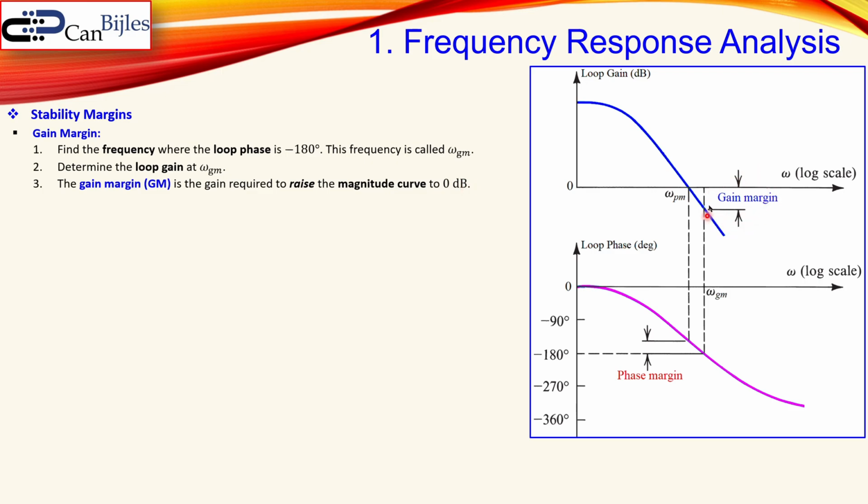If you can raise it up, that means you have a positive gain margin. If you go down, for example, let's say 8 dB to 0, that means you have a negative gain margin. That means you have an unstable system.